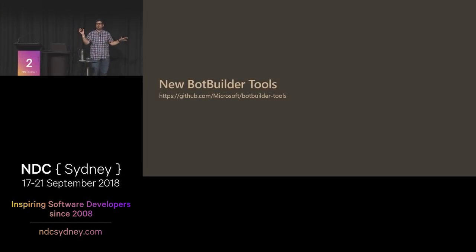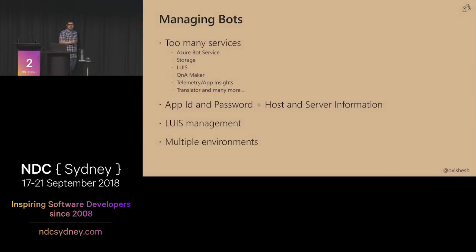So what we just saw was how you can use some of the new tools like Dispatch to basically help you route between different LUIS models and QnA Makers and so forth. But the other common request was around how do you manage all these multiple services? How do you manage multiple bots? How do you manage your app IDs and passwords and your different environments and so forth as well?